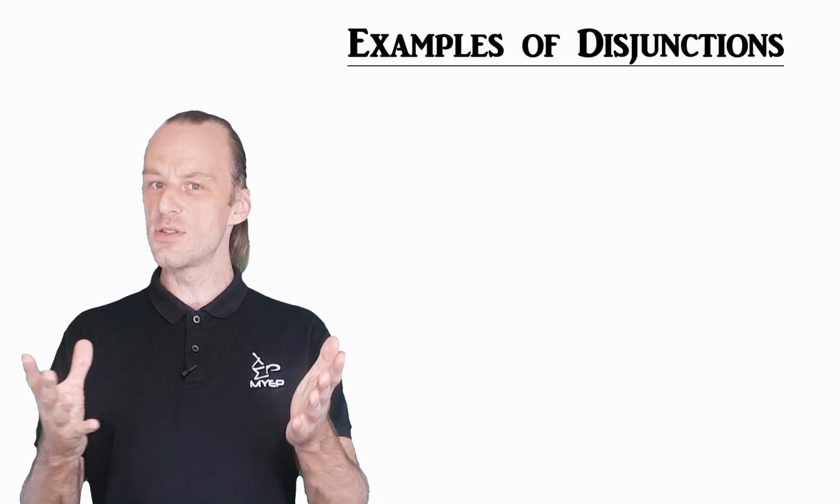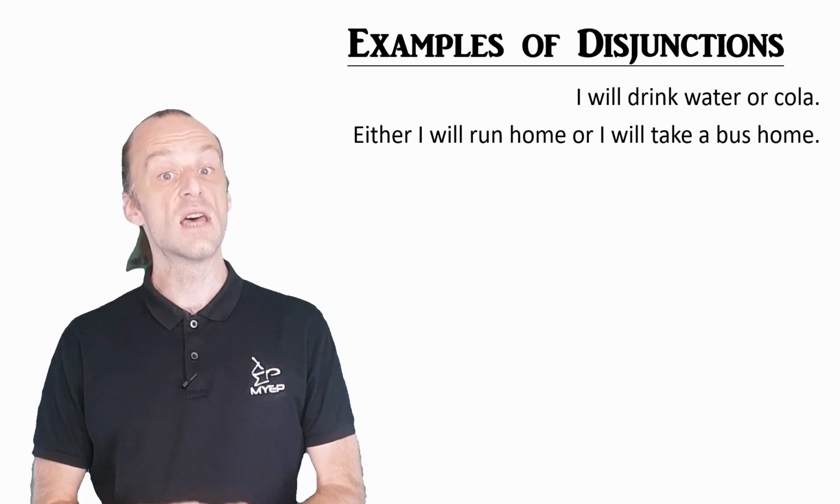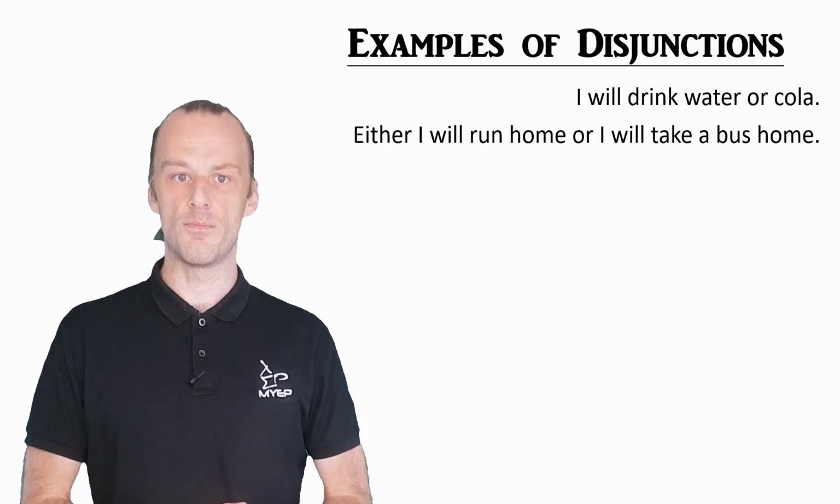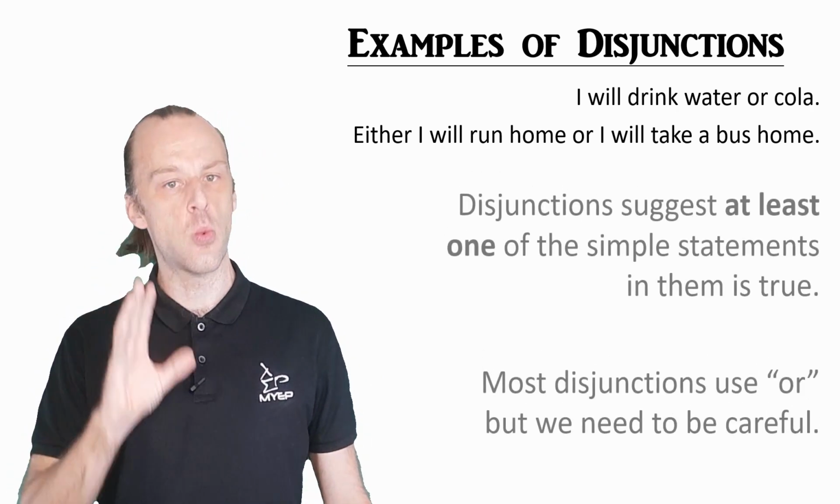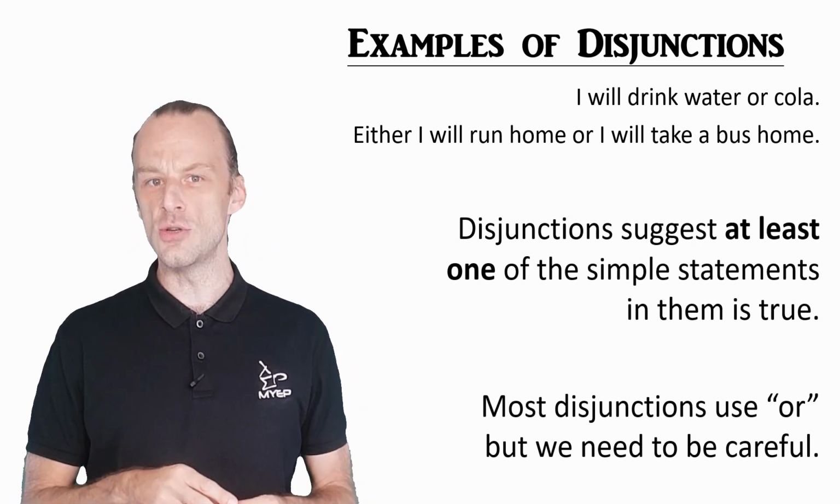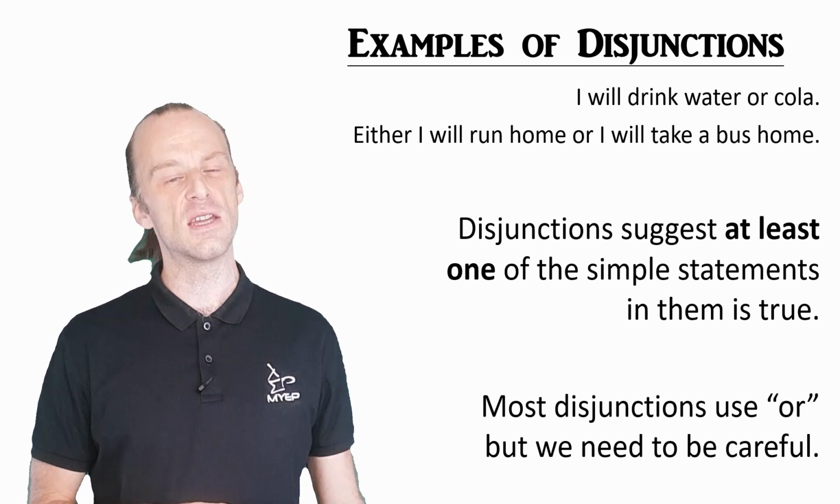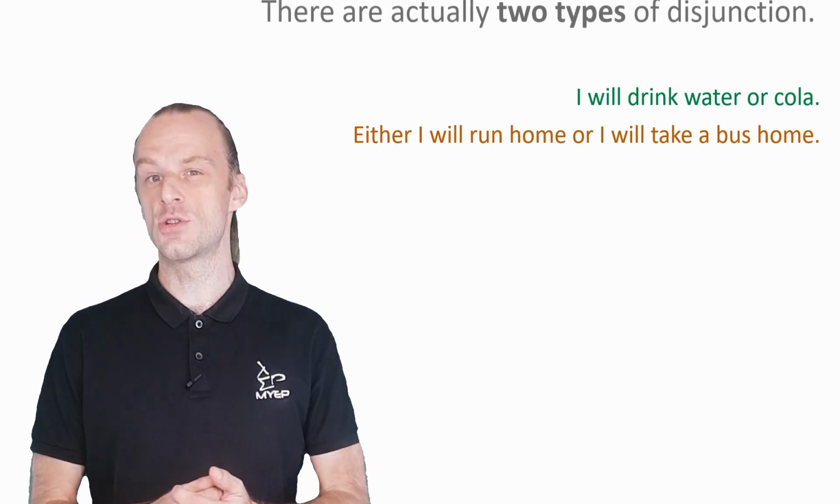Now we come to disjunctions. Two examples are here. I will drink water or cola, and either I will run home or I will take a bus home. As mentioned before, disjunctions suggest that at least one of these simple statements is true. The most common word used in disjunctions is "or," but we do need to be careful here too. There are actually two types of disjunction.